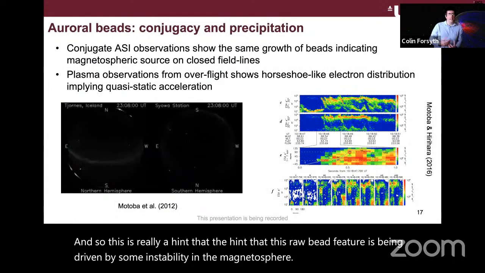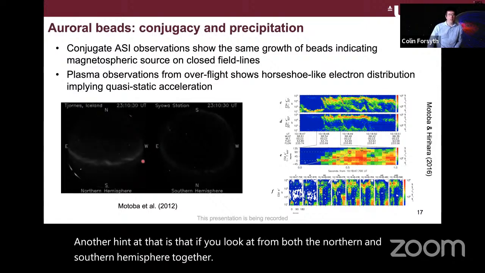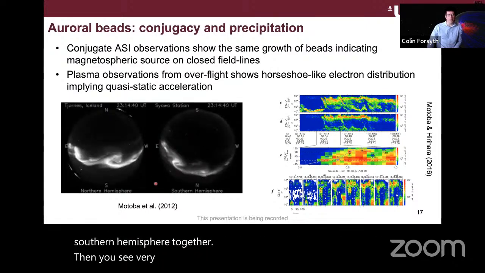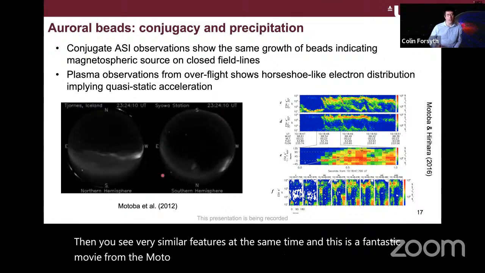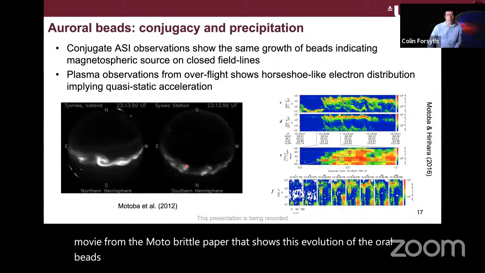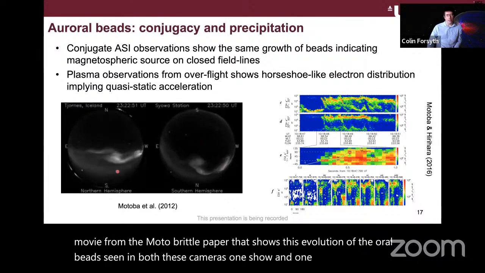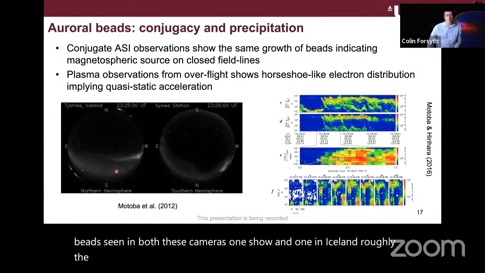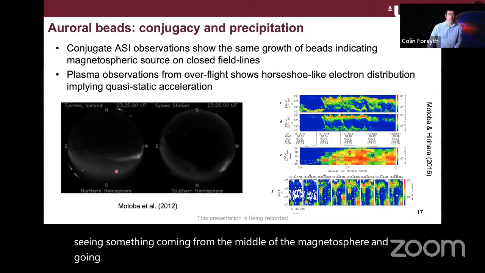Another hint at that is that if you look at observations from both the northern and southern hemisphere together, then you see very similar features at the same time. And this is a fantastic movie from the Matoba et al. paper that shows this evolution of the auroral beads seen in both these cameras, one at Showa and one in Iceland, at roughly the same time and in the same way. So we're seeing the same thing. We're seeing something coming from the middle of the magnetosphere and going towards both hemispheres.